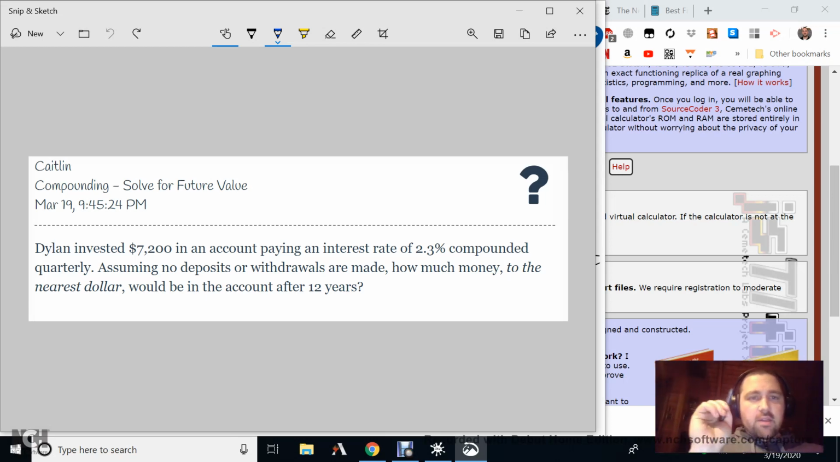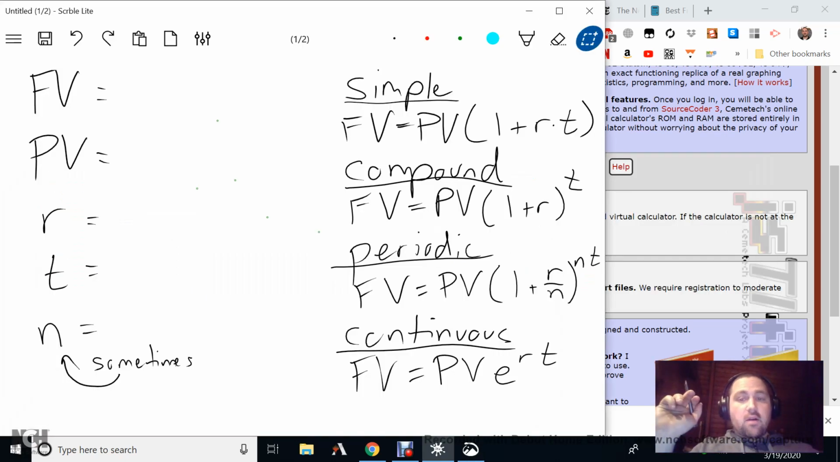We're going to go over one of the types of problems that you're going to be solving in Deltamath. This one, notice, is the compounding solve for future value problem. A reminder that we've learned that these scenarios have a future value, a present value, a rate, and a time. They normally have three of the four, so you're generally identifying three of the four, using whichever is the appropriate equation, and then solving for the unknown thing.